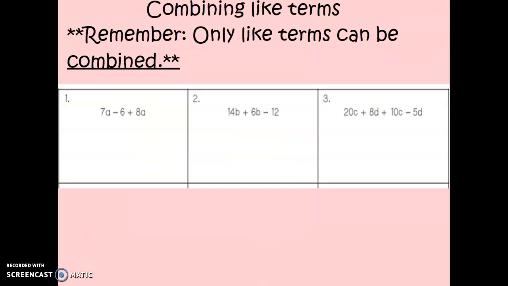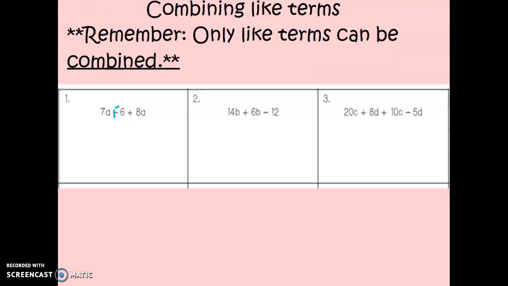Okay? So now we're going to work on actually combining like terms. We can only combine terms that are alike. Okay? So I use different colors or different shapes so that I can classify each one. The first thing I always tell my students to do is, if you have a subtraction within the problem, like this first one, we go ahead and change it to adding the opposite. It's easier to work with all addition. Okay, so I have 7a minus 6 plus 8a. So I'm going to change that to adding the opposite, which is 7a plus negative 6 plus 8a.